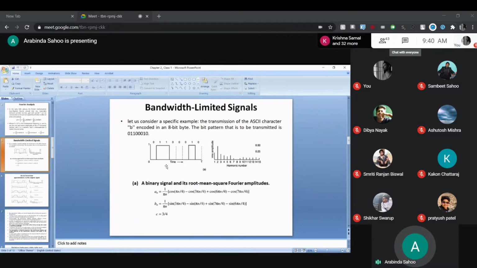So this value may vary. For one example, 0 is represented by 1 volt and 1 is represented by 5 volt. So this is another type of representation. But in this example, 0 is represented by 0 volt and 1 is represented by 1 volt.